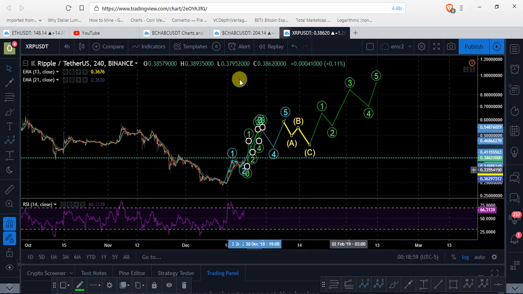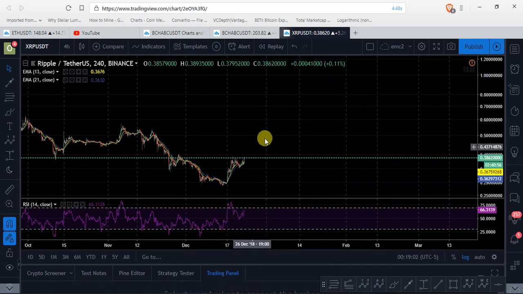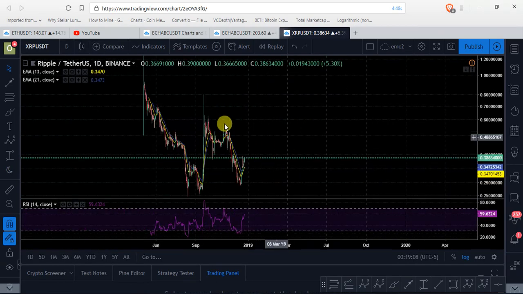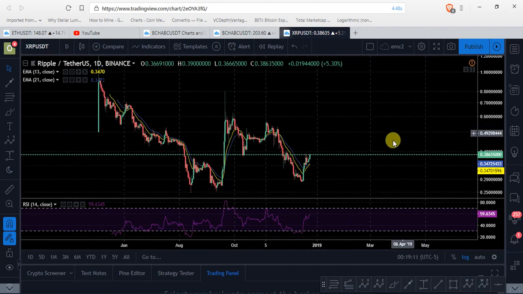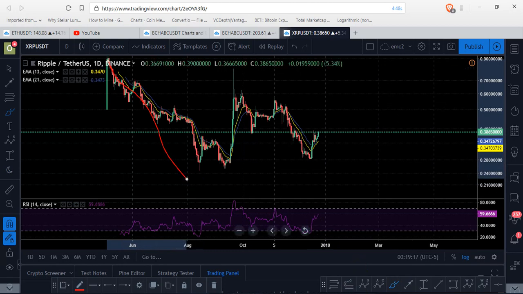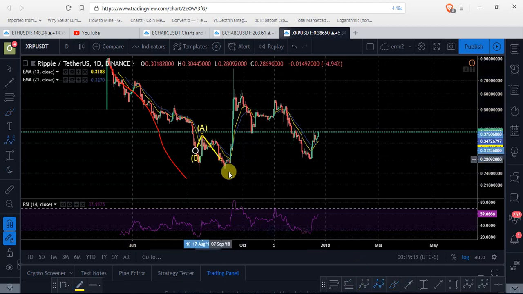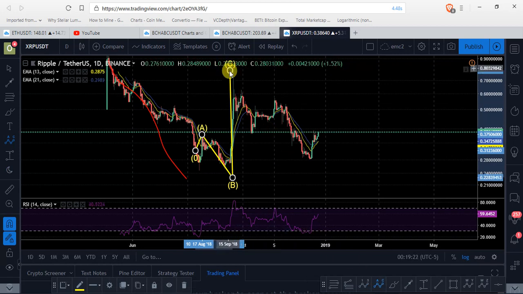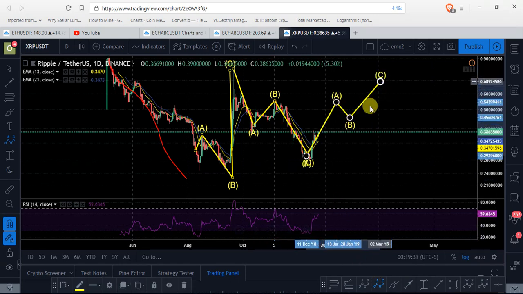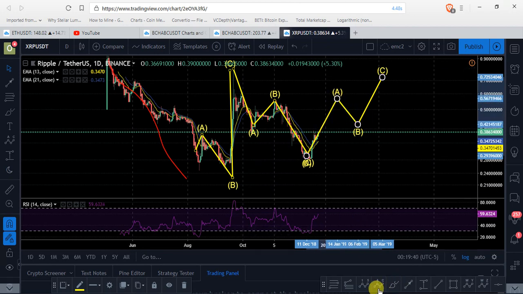Let's just take a look at the daily time frame. The price action for XRP is going to be epic. You got a bear market followed by an ABC, A, B, and C, and it's going to be followed by another A, B, C. And this ABC right here, I just described, that's the same type of structure. That's the same thing XRP is trying to make.